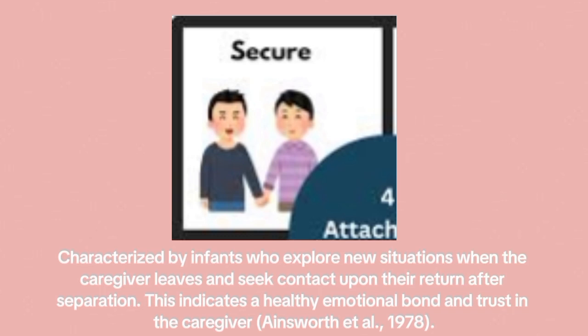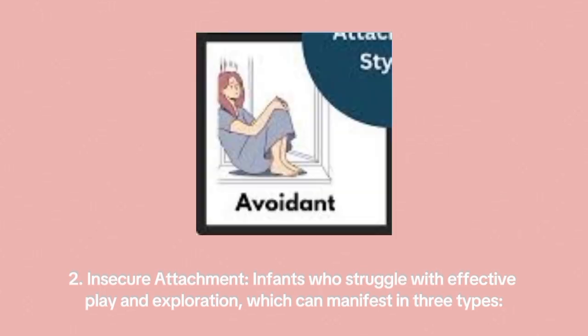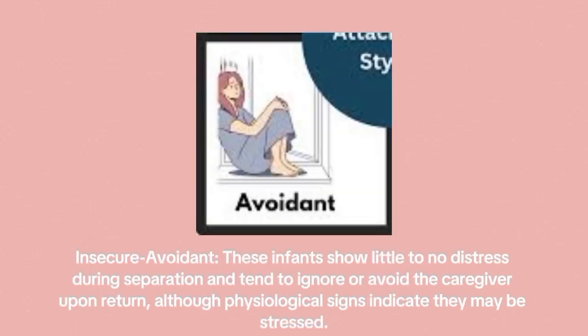Ainsworth et al., 1978. 2. Insecure attachment. Infants who struggle with effective play and exploration, which can manifest in 3 types. Insecure avoidant. These infants show little to no distress during separation and tend to ignore or avoid the caregiver upon return, although physiological signs indicate they may be stressed.